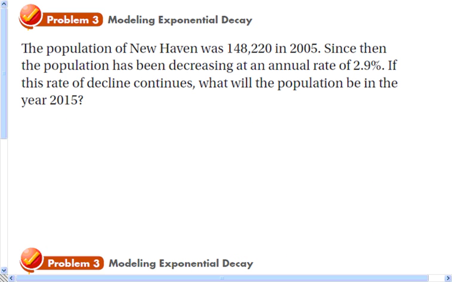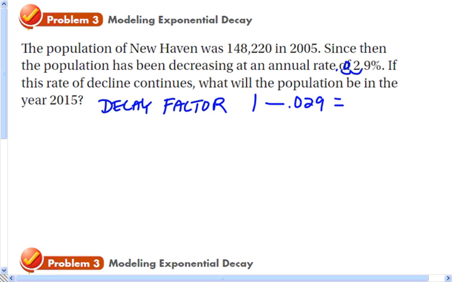All right. We're going to do some decay now. Decay is a lot like growth, but to find a decay factor, instead of adding to 1, we're going to subtract from 1, because you need to multiply by a number that's less than 1 to make things go down. So to find our decay factor, we're going to take 1 minus our rate. And our rate needs to be written as a decimal, so we're going to move that over 2 places, 0.029. And then I'm going to simplify that. That comes to 0.971.